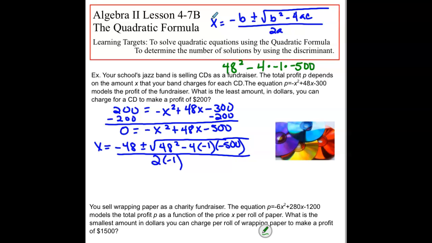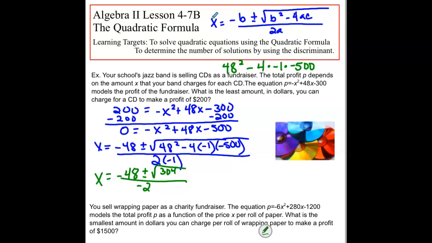When you simplify that, this whole discriminant piece, the part under our square root sign, should break down and become just 304. Okay, so again, use your calculator. 48 squared minus 4 times negative 1 times negative 500. We end up with 304. Now, we can square root 304, but it's not going to come out perfectly.